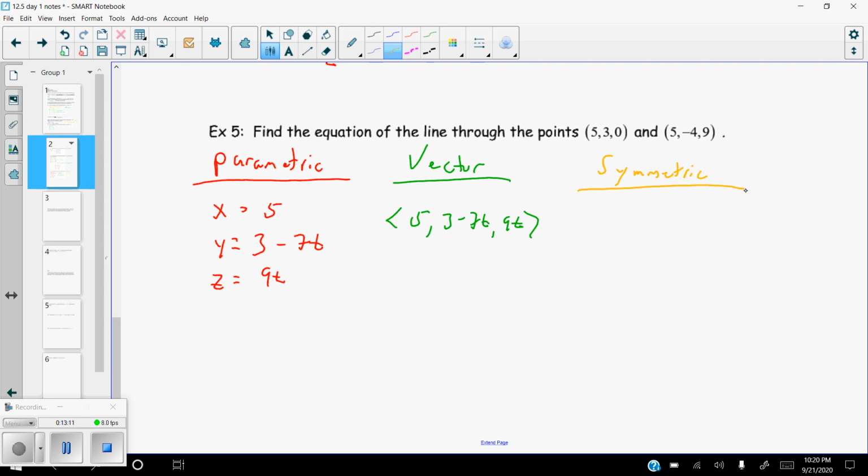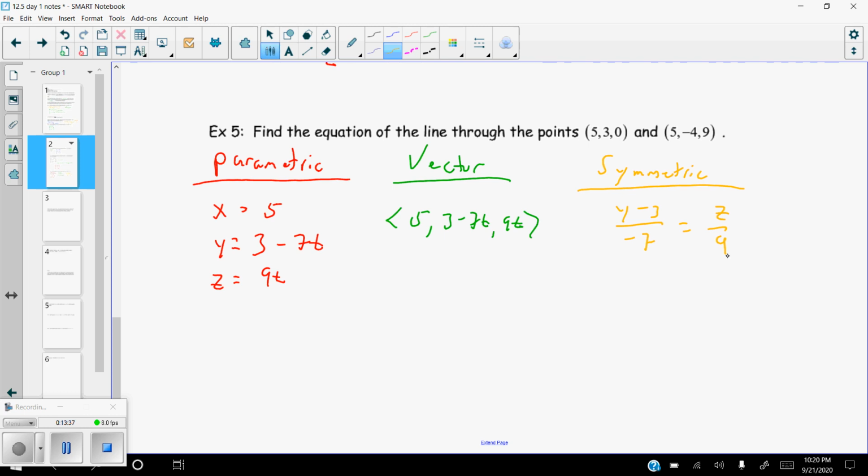So here's where the issue lies. I don't have anything to solve for t in x, but we can solve for t in the y part and the z part. So if I solve for t in the y part, I'll subtract 3 on both sides and then divide by negative 7. So you would get (y - 3)/(-7). And then in the z part, you're just dividing by 9. So that equals z/9.